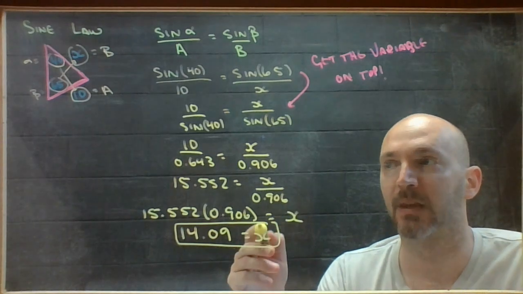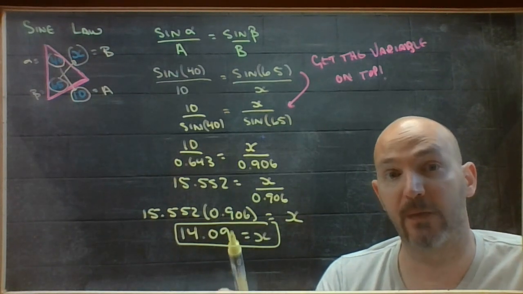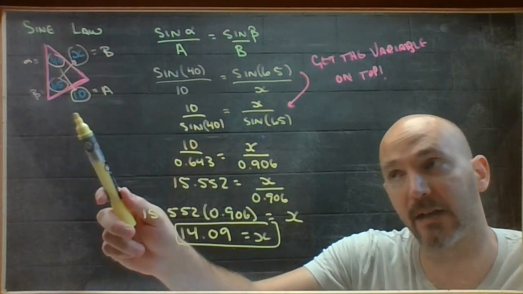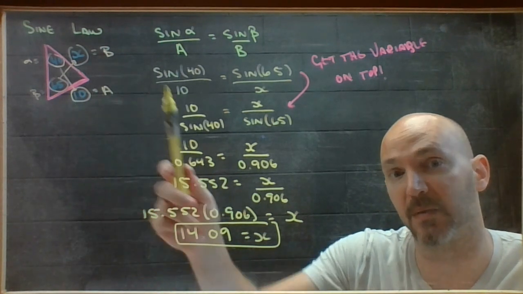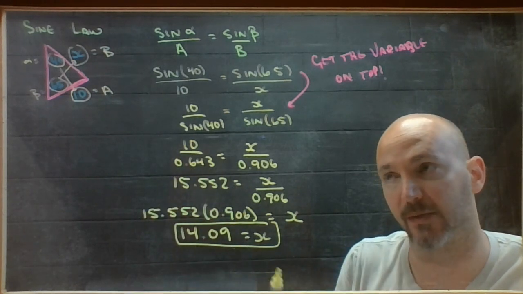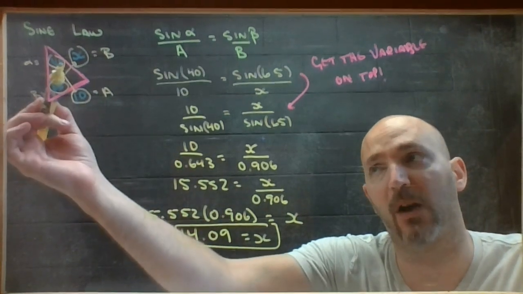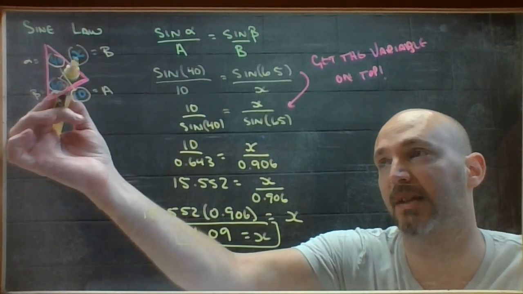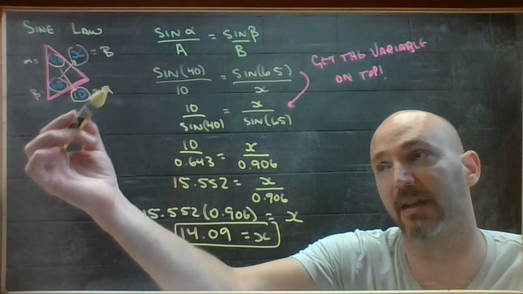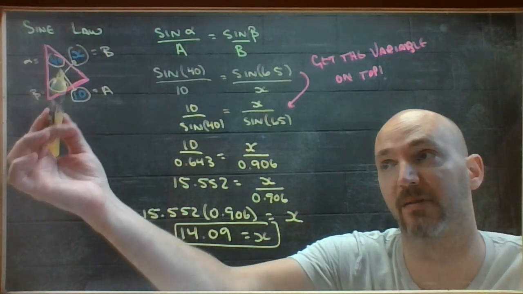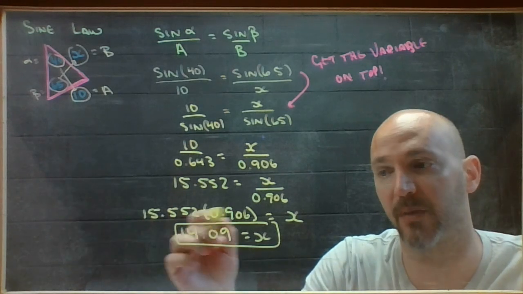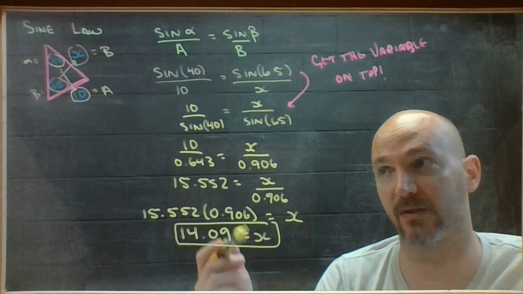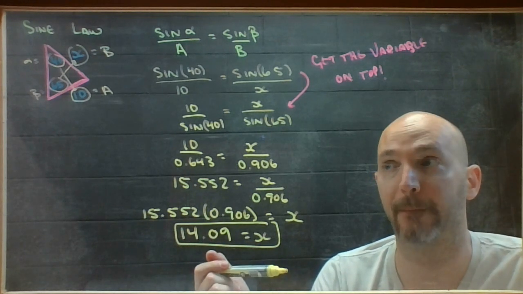Okay. Now, it's good to go fact check your answers. The biggest angle should always be across from the biggest side. That's just how triangles work. So across from a 40, I have a side length of 10. Across from a 65, I need a side length that's bigger than 10, because this angle is bigger than that one. So you just check your number, 14. It is bigger than 10, so proportionally, the solution did work out.